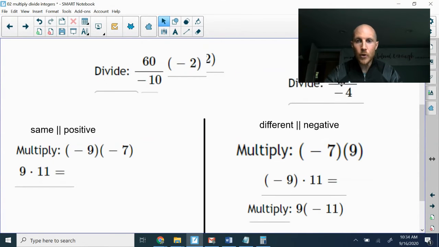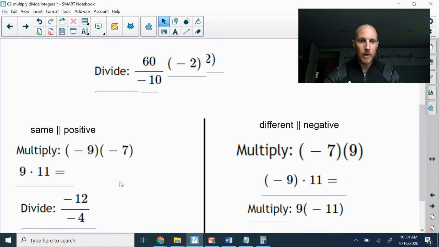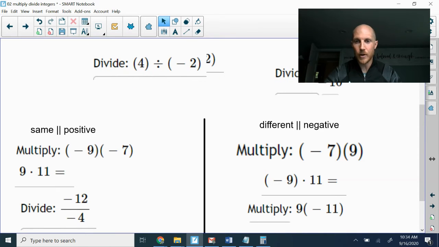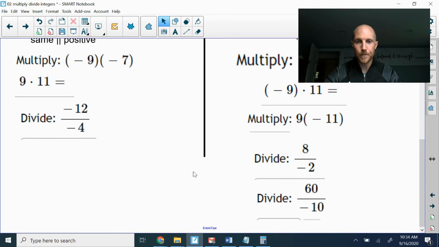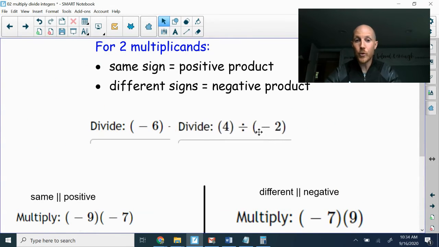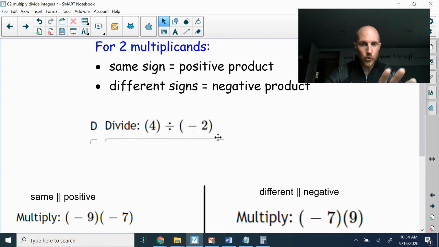So here's another one. These are both negatives, so that is the same. Let's go over here. 60 and -10. Those are different. Sometimes we still see things written with the divide symbol like this. Okay, whatever. You can write division in a lot of different ways. You can write it with a long division symbol, with this divide symbol, with the fraction line, with a slash line. They all mean the same thing.